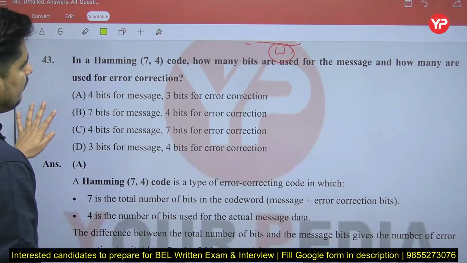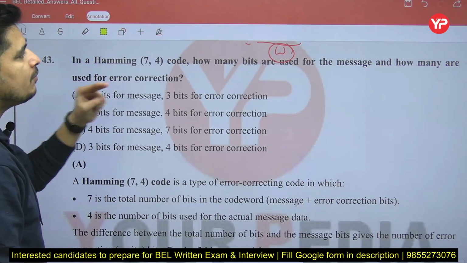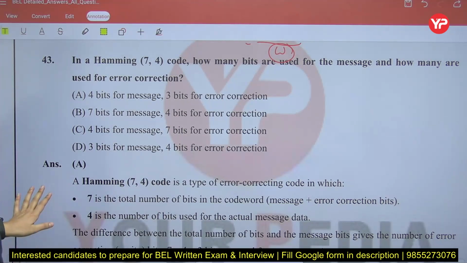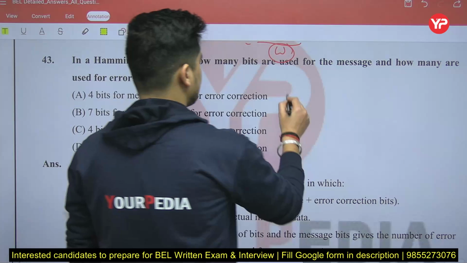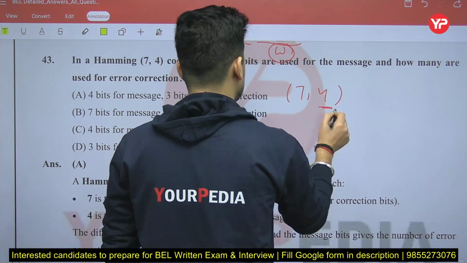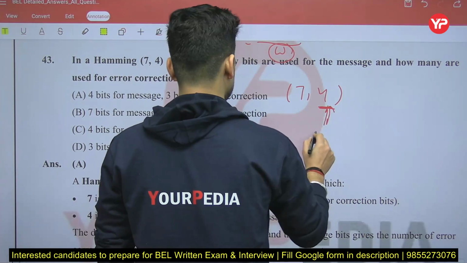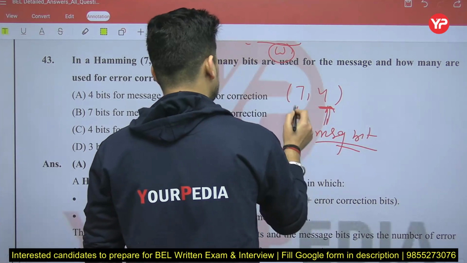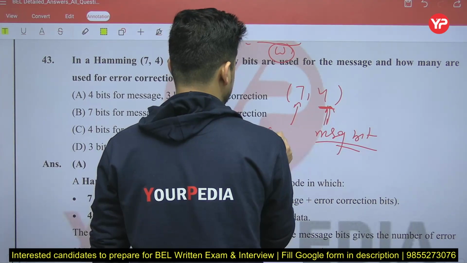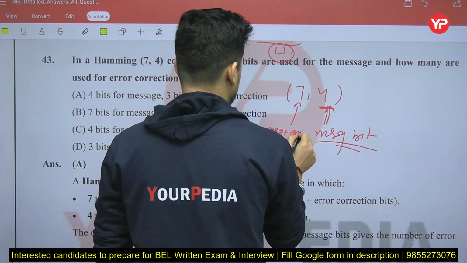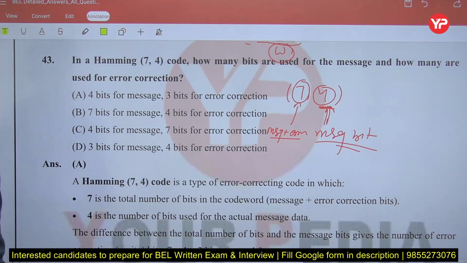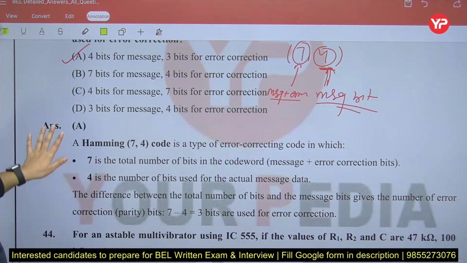The Hamming code (7,4) code, how many bits are used for message, how many bits are used for error correction? See, basically in (7,4), this last digit represents the message bits. So there are 4 message bits, and this 7 is message plus error correcting bits. So message bits are 4, error correcting bits are 7 minus 4, that is 3. So answer will be A. Always remember about the Hamming code.